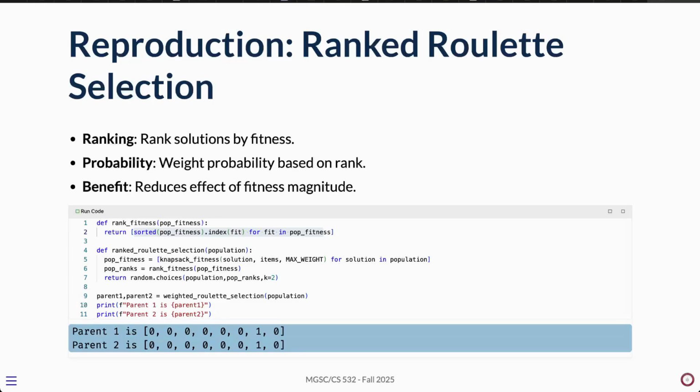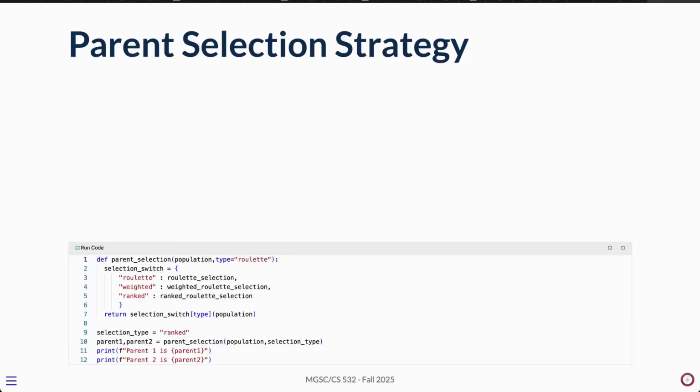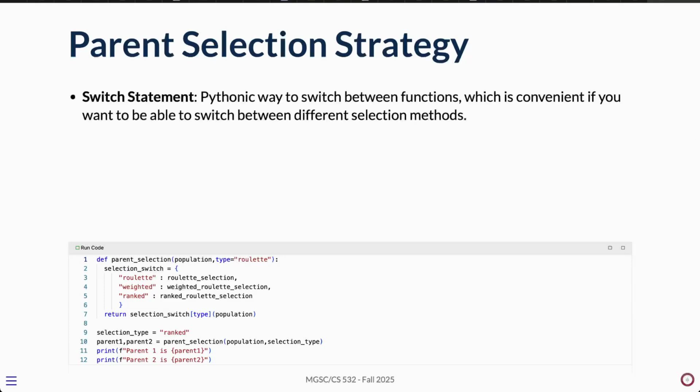The trade off, however, is that the ranked selection might be less aggressive in exploiting the very best solutions, which could potentially lead to slower convergence in some cases. Next, we have the parent selection strategy, which allows us to switch between different selections dynamically. This is a very valuable selection strategy for both experimentation and for adapting algorithm behavior during our runtime.